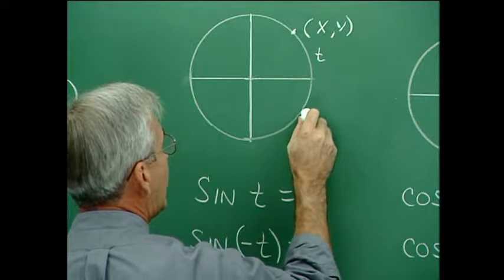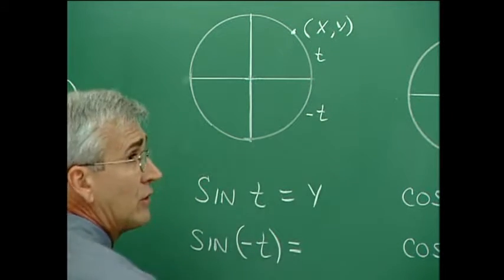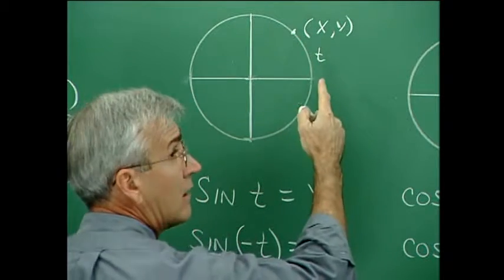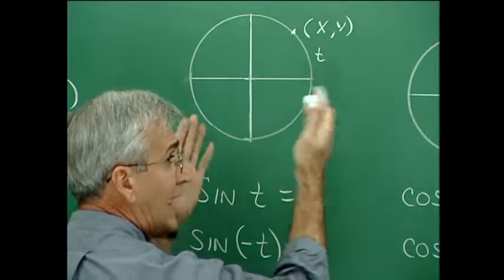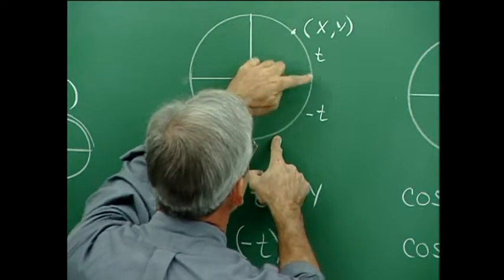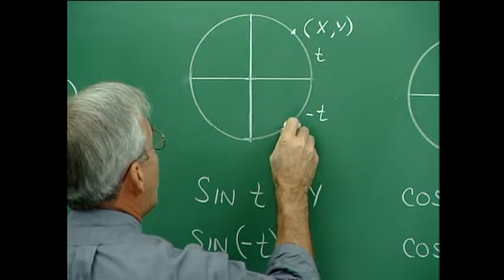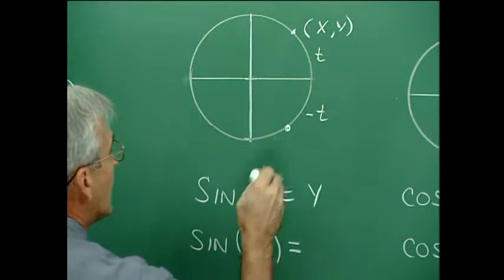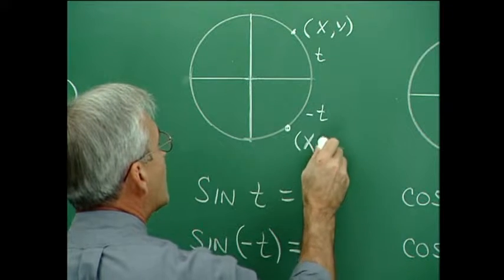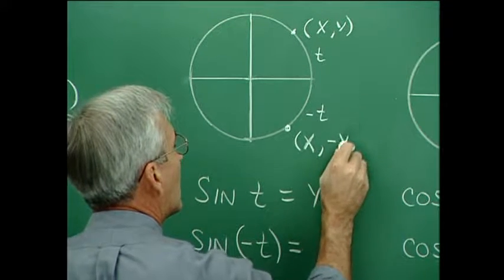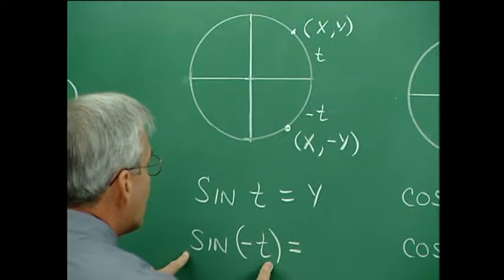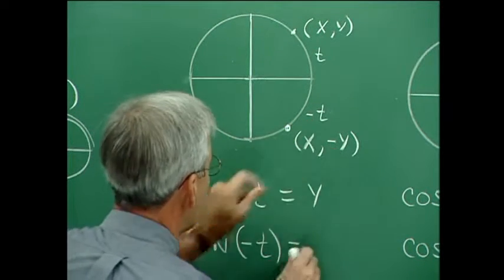Now, if I'm thinking about negative t going out in this direction, the distance here is the same as the distance there. I mean, their absolute values are the same, and so we travel the same amount of arc down here that we do up there. All right, that's the idea. And the coordinates of this point then would be x, same x now, but it's the negative of that y. So the sine of negative t would be negative y.